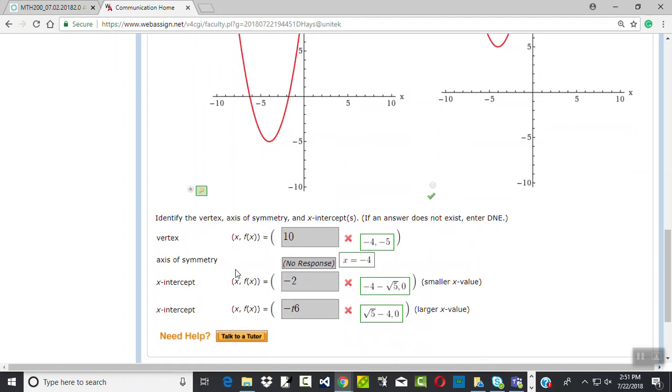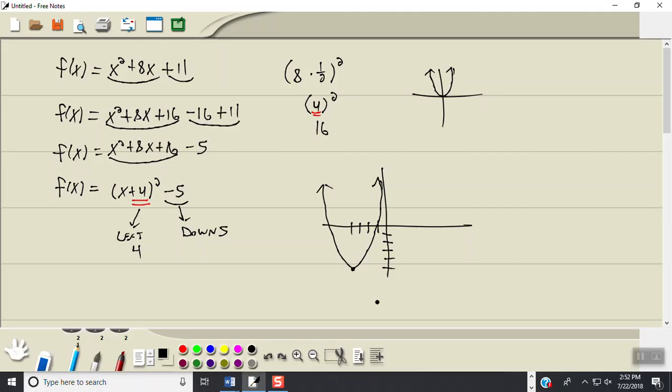Okay, now it says to identify the vertex, axis of symmetry, and x-intercepts. Okay, our vertex. If we have it in this form, our standard form looks like this: f of x is equal to a times x minus h squared plus k. What that means is that since there's a minus before the h, we're going to flip this sign. So we're going to have negative 4, comma, and then whatever number's here, which is negative 5.